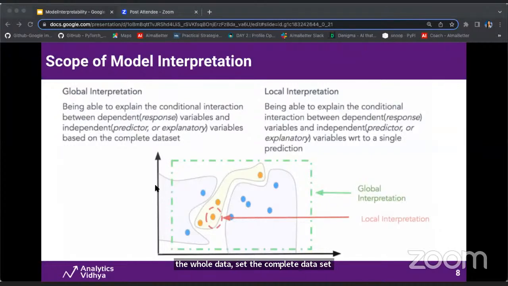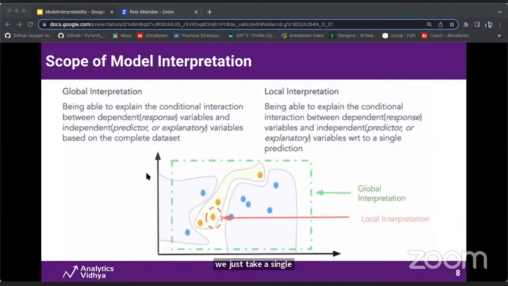So global interpretation is all about trying to understand how the model makes predictions and how subsets of the model influence model decisions, right? To comprehend and interpret the whole model at once, we need global interpretation. Okay. Now, local interpretation is just the opposite of it. The difference lies in that in global interpretation, we take the whole data set, but in local interpretation, we just take a single prediction.